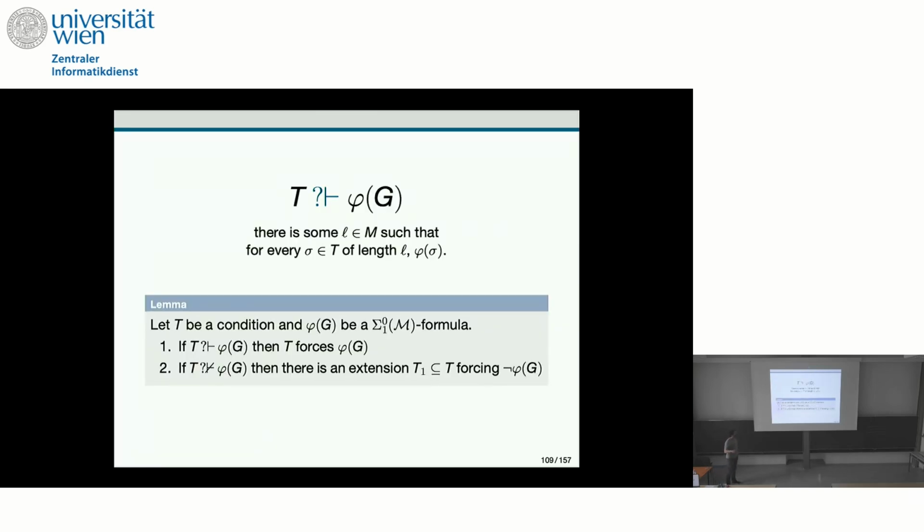And so it's easy to see that this specification of the forcing question holds over this formalized setting. So if it answers yes, even for formulas which have parameters in the model, then there exists an extension, so actually then you already force the formula. And if the answer is no, then there exists an extension forcing the negation. So it's a bit stronger property than just being a forcing question, because you know that in the case yes, you already force the formula.